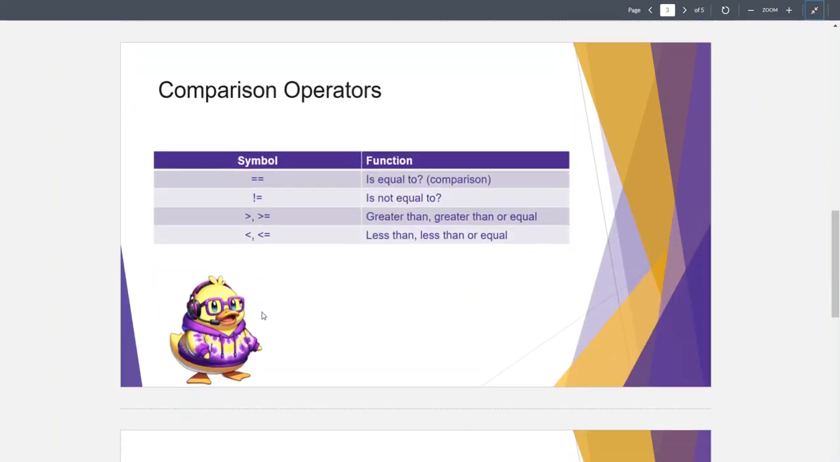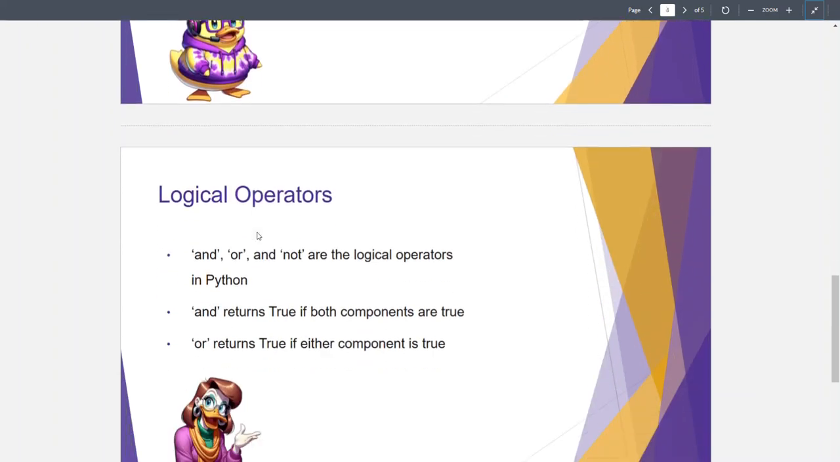Then we also have comparison operators. Equals equals checks to see if two things are equal. Is 50 equal to 42? In programming, the exclamation point frequently means not. Not equal to. Is 50 not equal to 42? Then you can have greater than or equal to, or less than or equal to.